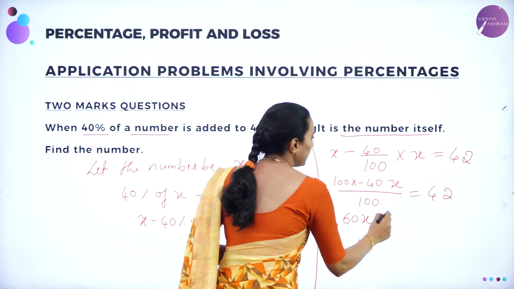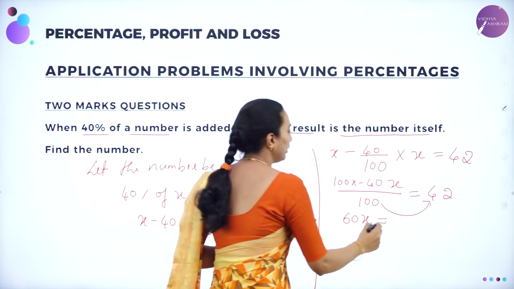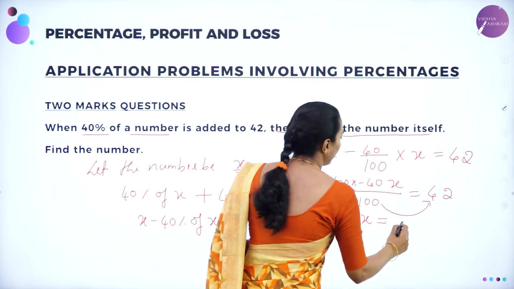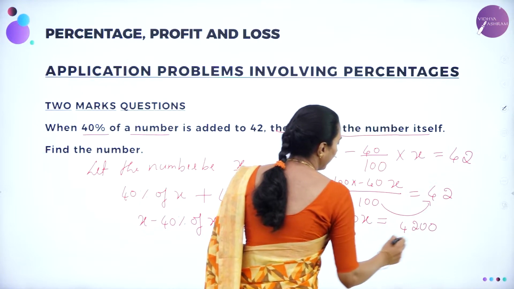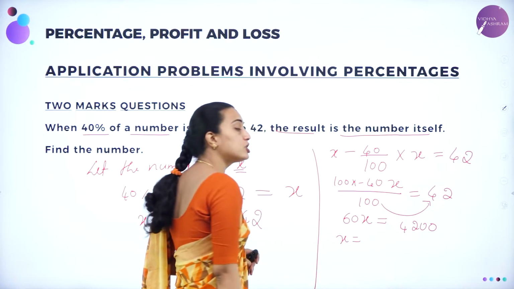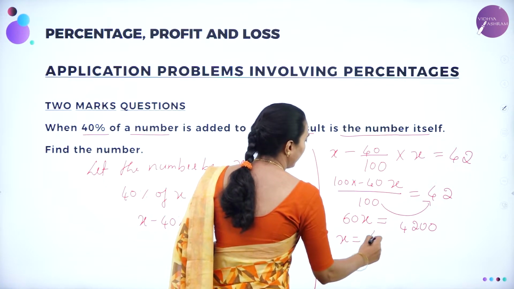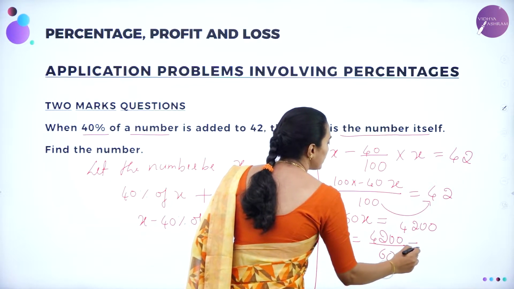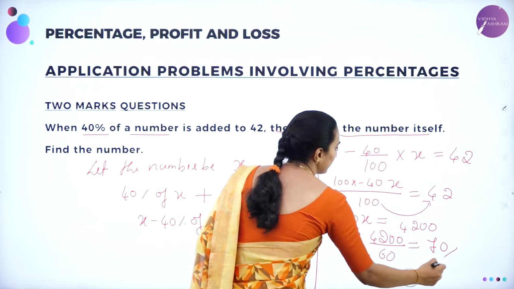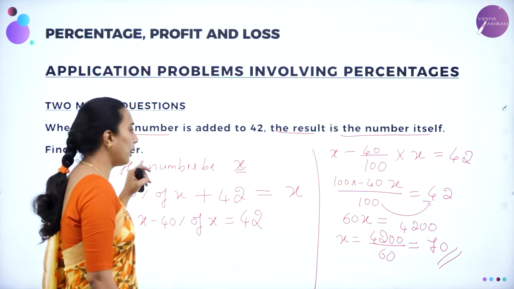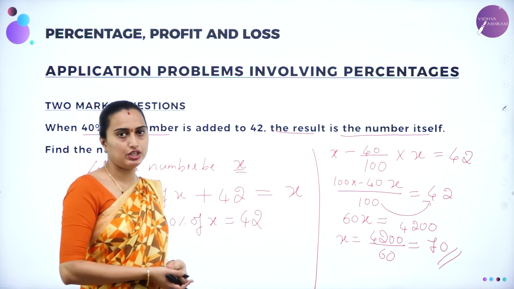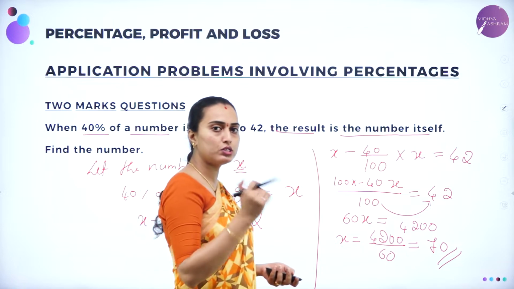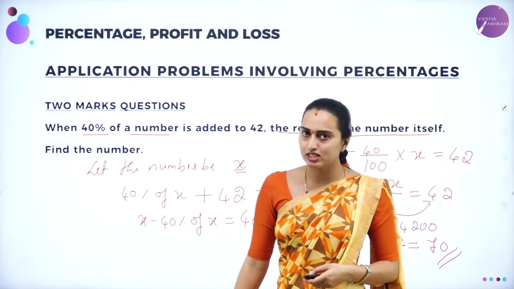Now you can cross multiply the 100 to this side, 100 into 42, which is 4200. Now what is x? x is equal to 4200 divided by 60, which gives the value 70. So the number is nothing but 70. Is that easier? Okay dear students, I hope you understood this problem. We'll move on to the next problem.